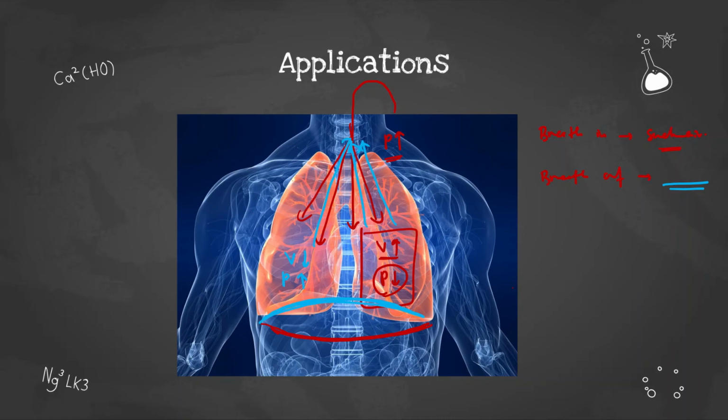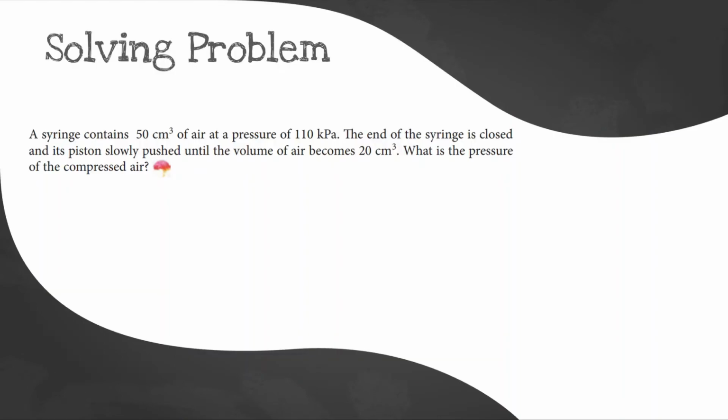solving problems. Alright, so solving a problem. A syringe contains 50 cm³ of air at a pressure of 110 kPa. The end of the syringe is closed and its piston slowly pushed into the volume of air until the volume of air becomes 20 cm³. What is the pressure of the compressed air?